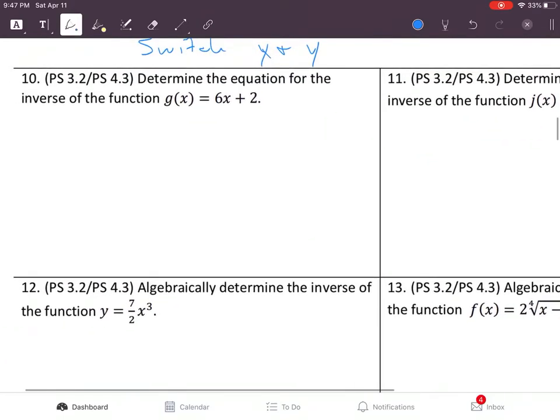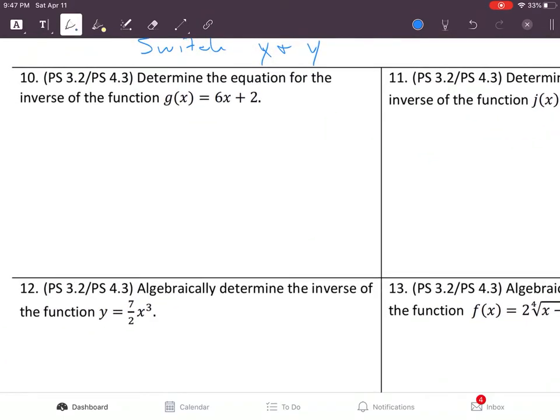So in number 10, g of x is going to be like the y, so we're going to put x there equals 6y plus 2. Now to find the inverse, we have to solve for y. So we're going to subtract 2 first. So we have x minus 2 equals 6y. And then the last thing to solve for y is divide by 6.